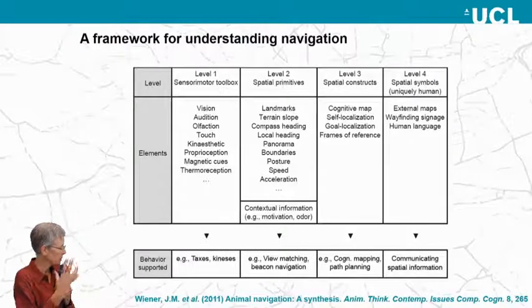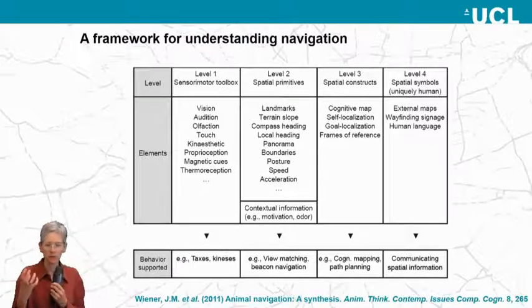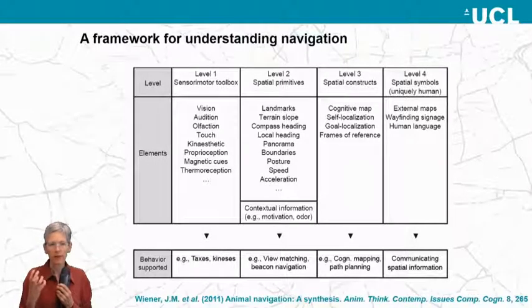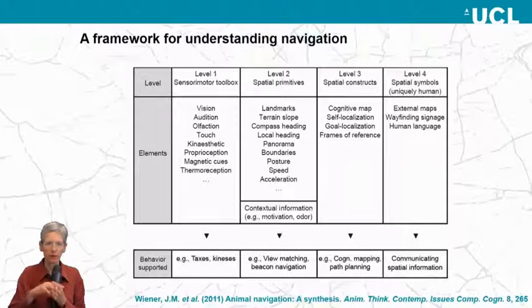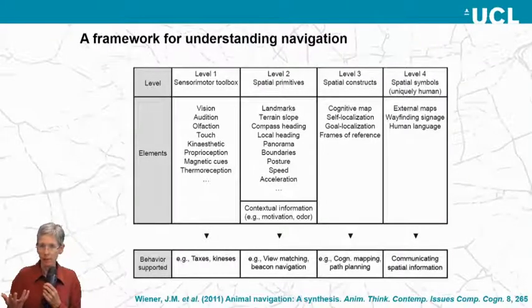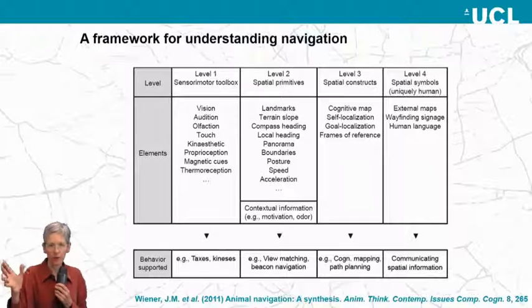Then the third level is spatial constructs, and these are now more truly spatial. So these are assembled from those primitives, which in turn had been assembled from the sensory motor fragments, if you like. And this includes things like the cognitive map, which is what we're going to be looking at in a great deal of detail. And also self-localization, so working out where you are in relation to other important places in the environment, which may or may not be in a map-like manner. Goal localization, so knowing where your goal is relative to you, and so on and so on.